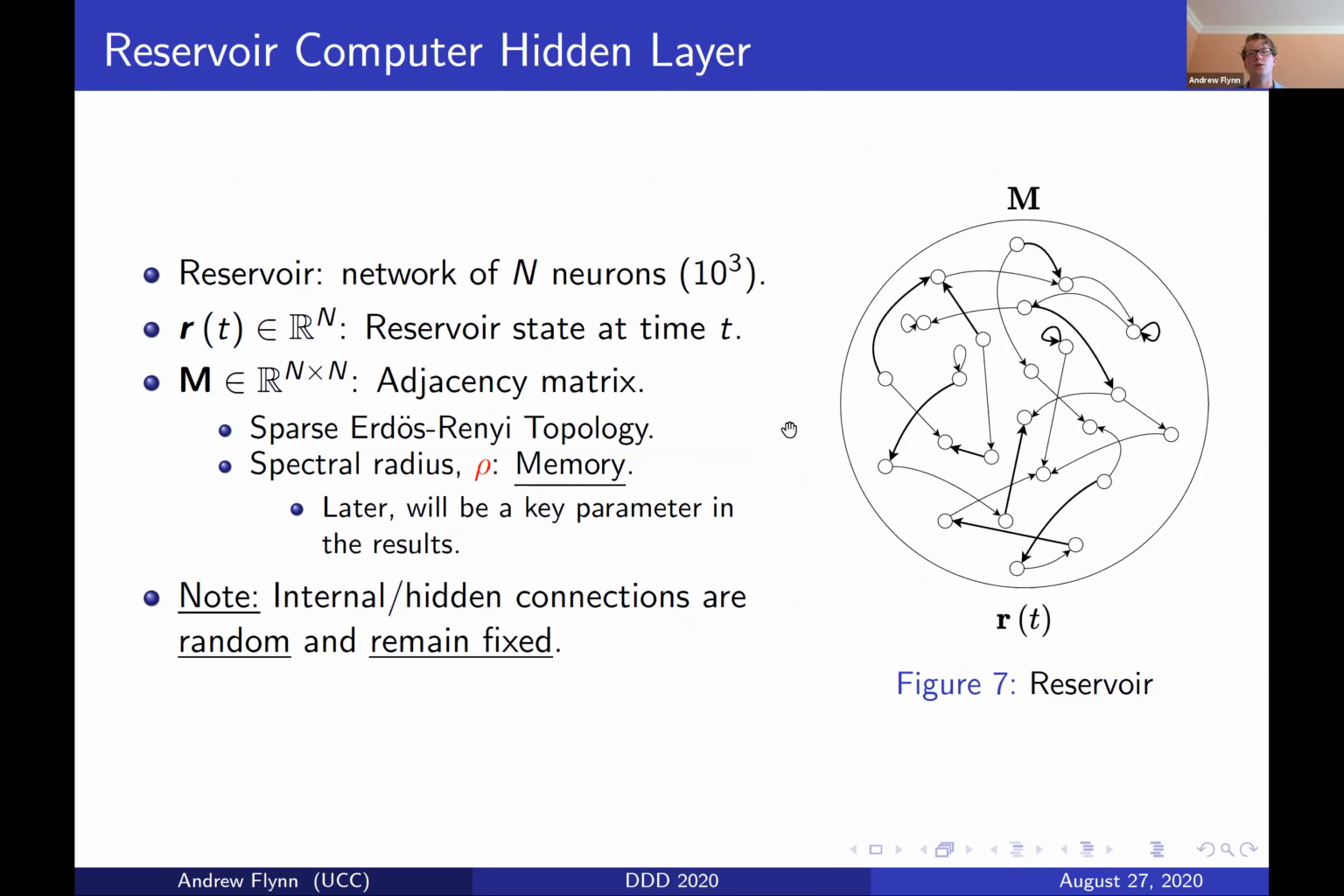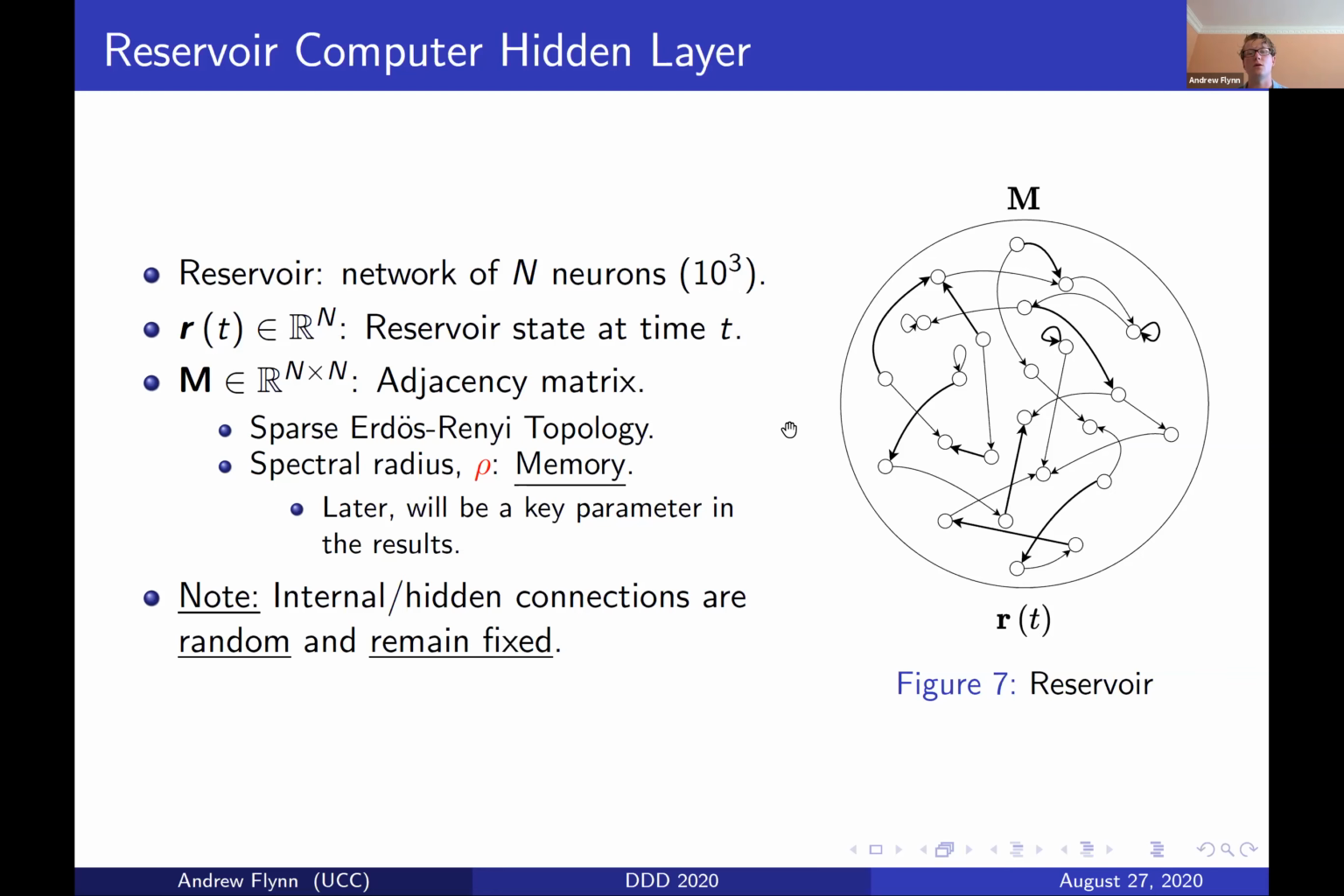The reservoir is essentially the hidden layer of the network. It's a network of, say, N neurons, and it's typically on the order of a couple of thousand. The state of the reservoir at a given time t is given by the vector r, and the internal connections of the reservoir are given by this adjacency matrix. There are many different types of topologies you could use. For my work, I stuck with this sparse Erdős–Rényi topology. The key thing about this setup is that the connections are initialized randomly and they're fixed.